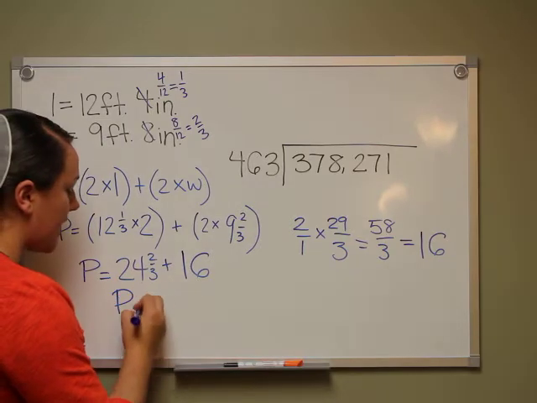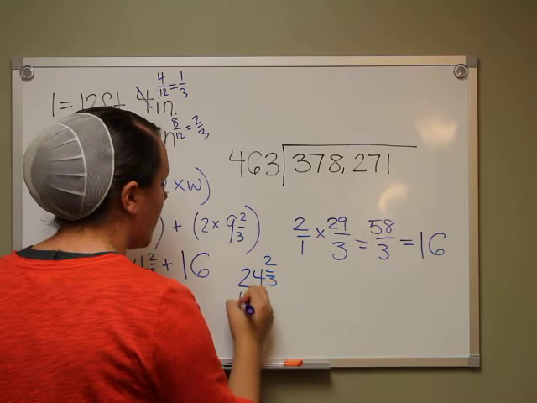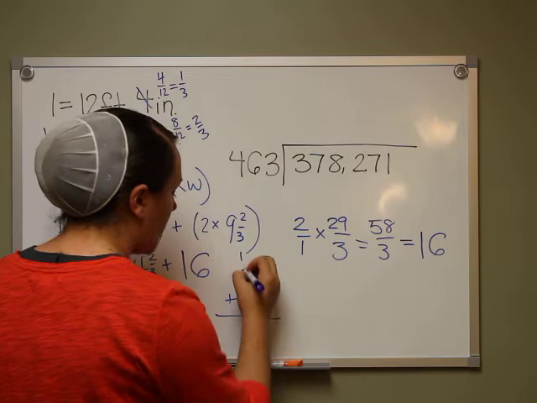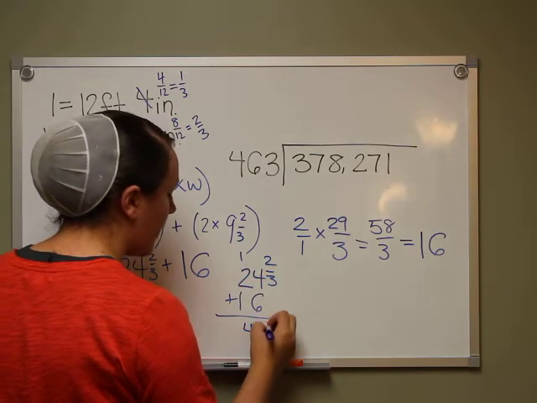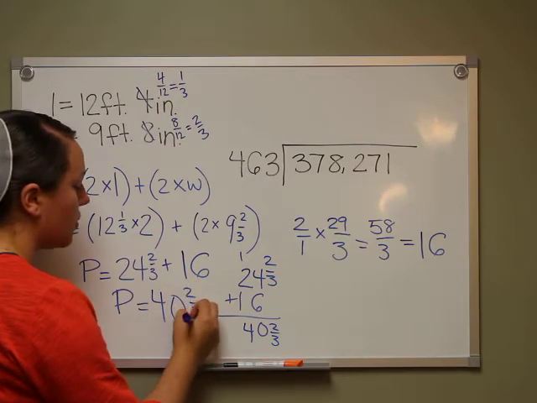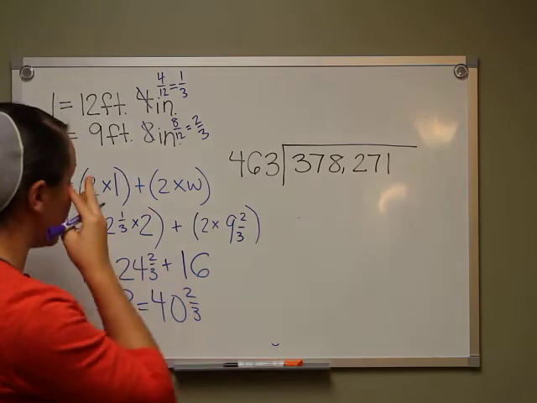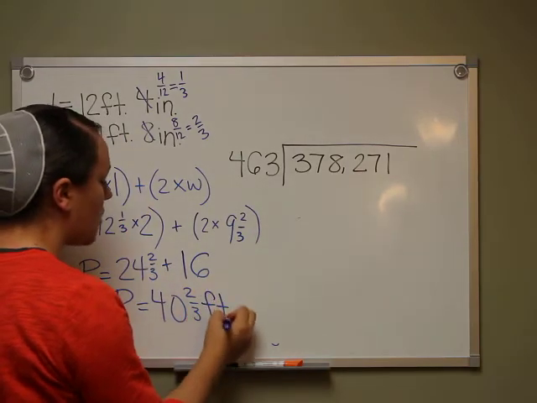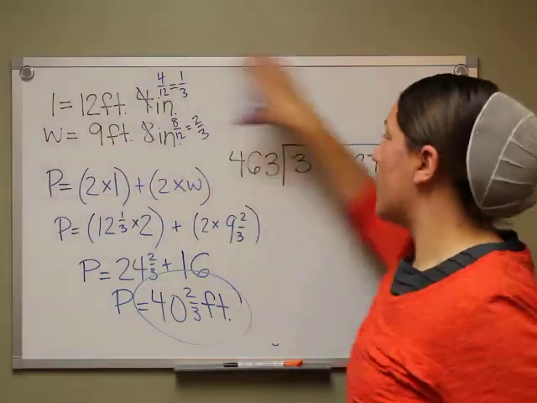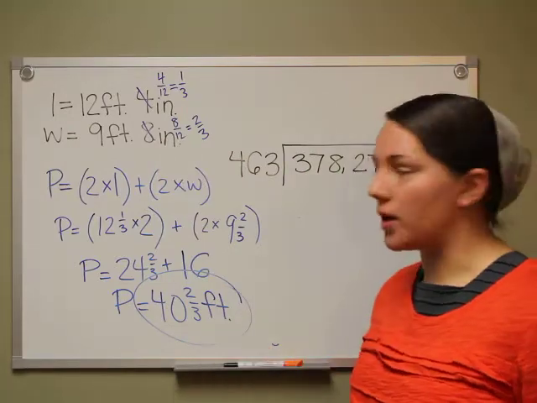And once we add that together, that is our final answer. 24 and 2/3 plus 16. So we have 6 plus 4 is 10. 1 plus 2 plus 1 is 4. And our fraction is 2/3. 40 and 2/3. And remember, we need to write our unit. This is in feet because we changed it all to feet. So our final answer for our rectangle, the perimeter, which is the edge around the outside of the rectangle, is 40 and 2/3 feet.